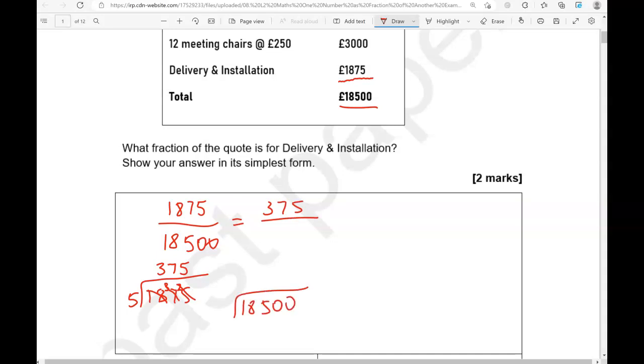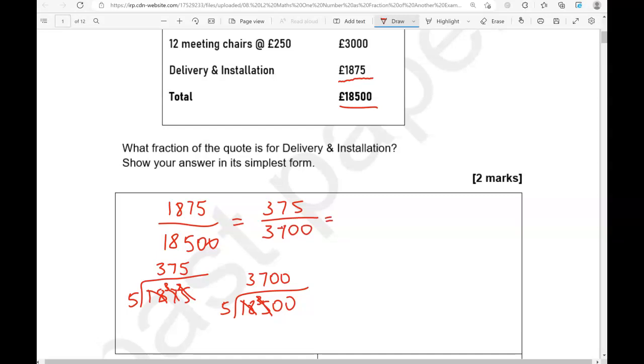Now if we divide 18,500 by 5, what do we get? How many 5s into 18? That is again 3, so we have 3 remaining. How many 5s into 35? That is 7 exactly. How many 5s into 0? That's 0. How many 5s into 0? That is 0. So 3,700 here. We can still continue dividing.